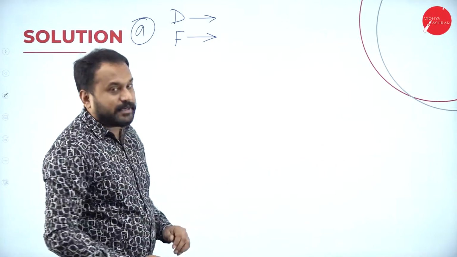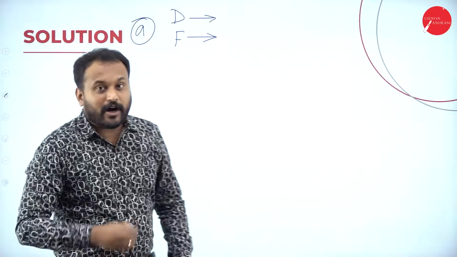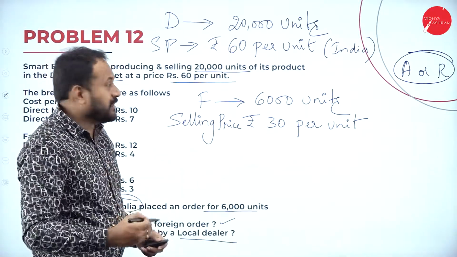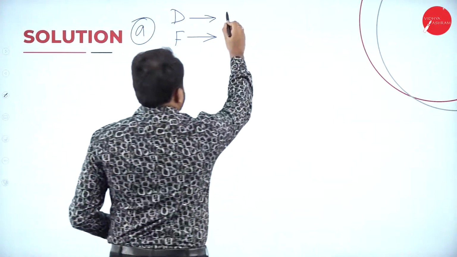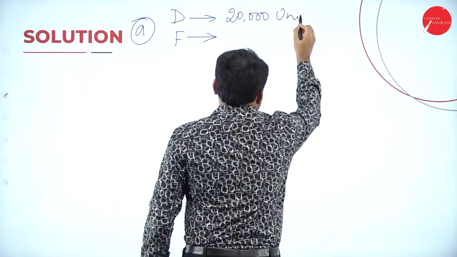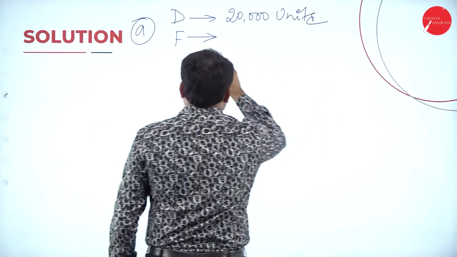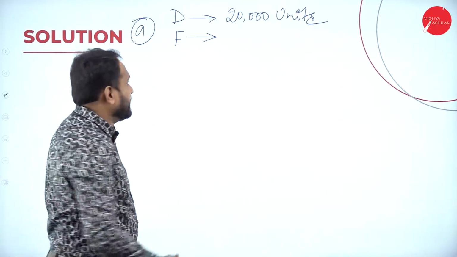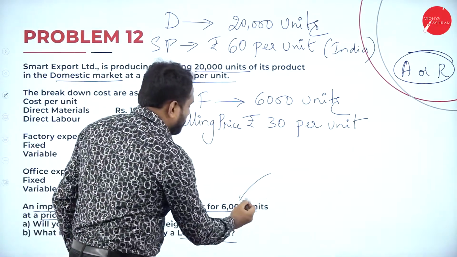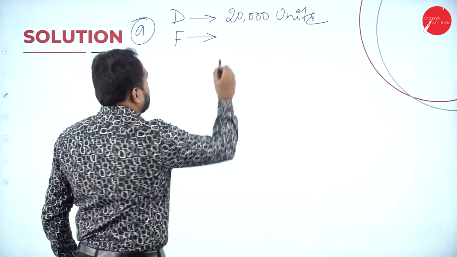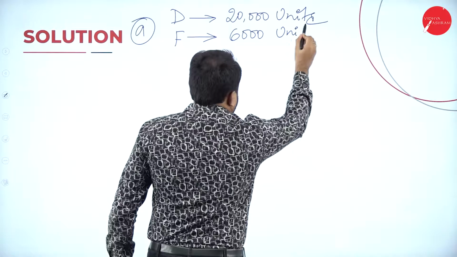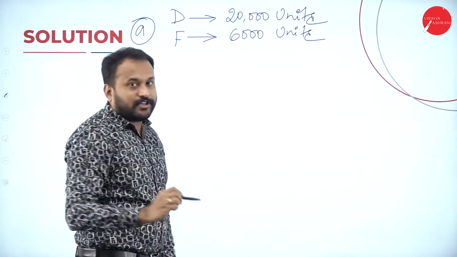Now domestic, how much is he selling or manufacturing? That is 20,000 units. So we'll write here 20,000 units. And foreign, how much exactly is it? Let's again check. Foreign is 6,000 units. So this is the foreign one. We have written 6,000 units. Done. 20% of our job is done.